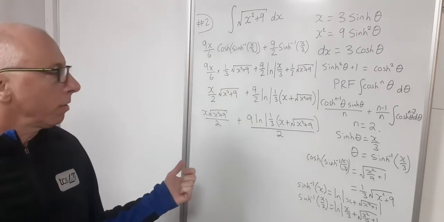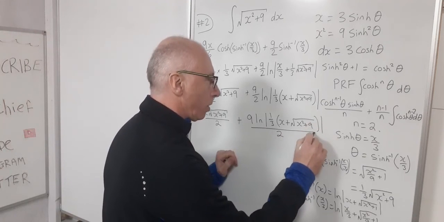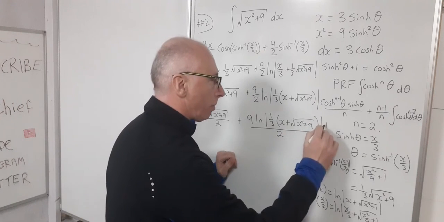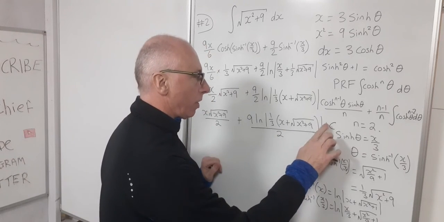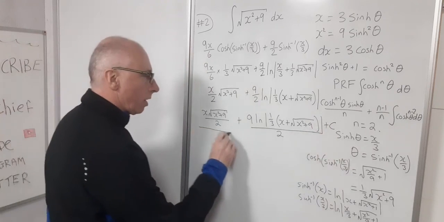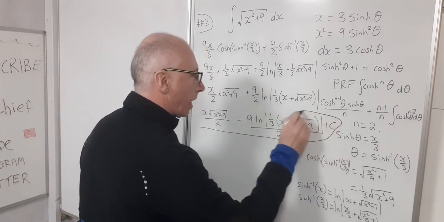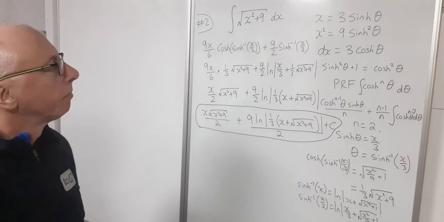And then all I do now is add on to that my plus c, and not forget to put my absolute value in there. So now I've got plus c. That's not included in the fraction, so I'll just make sure that's clear. And now that is my answer with hyperbolic trig substitution.